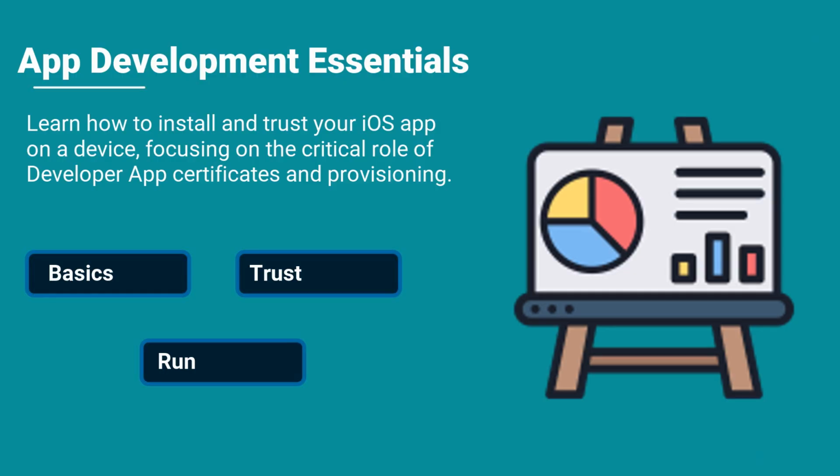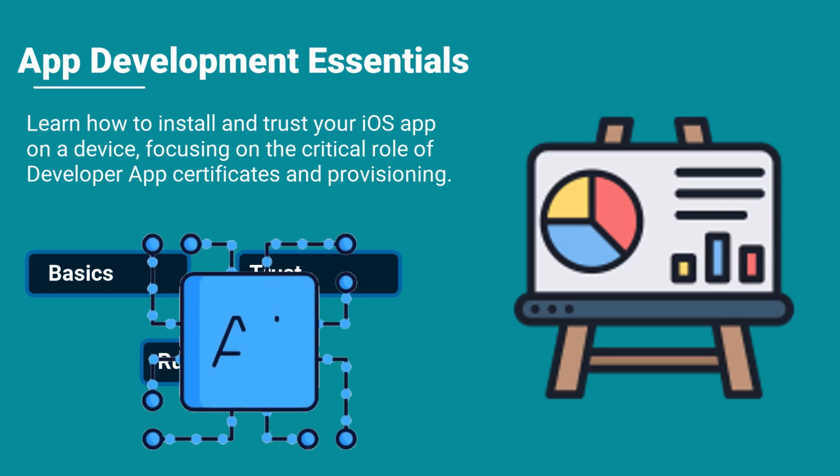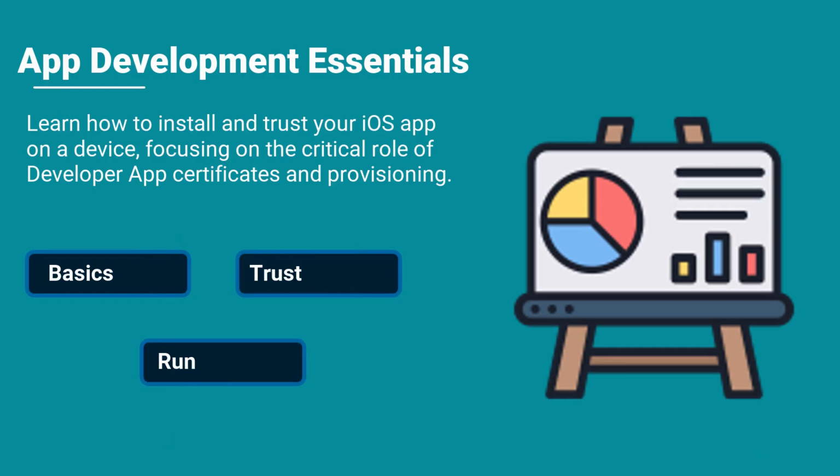To successfully run and trust your iOS app on a device, it's essential to understand how the Developer App Certificate plays a critical role. This certificate is a special file that's installed on your iOS device alongside your app, allowing it to be signed and trusted by the device. In this lesson, we're going to delve into the details of app certificates, device provisioning, and the steps to run your iOS app on a physical device.